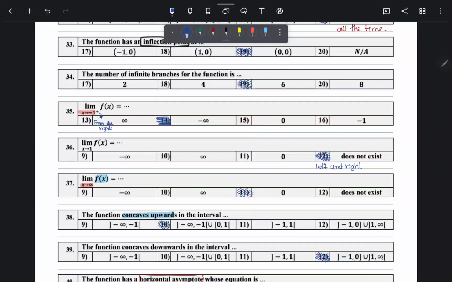If they're equal, we write the answer, whatever it was. So if it is positive infinity, we write positive infinity. If both are negative infinity, negative infinity. If both are a number, we write the number. So the left and right are not equal. So this is why that limit does not exist.